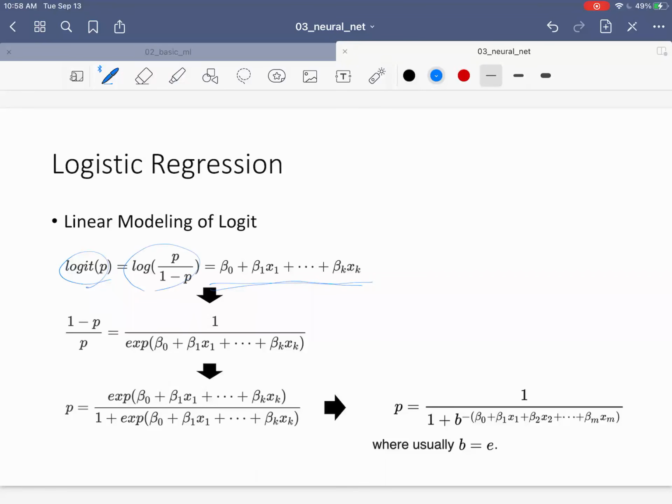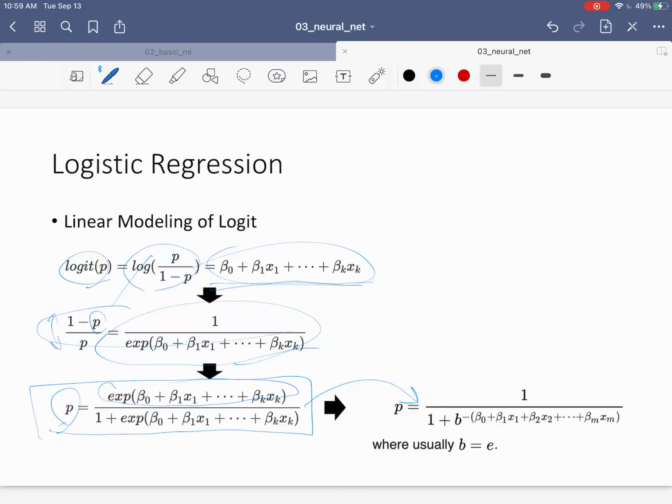And then if you do some simple algebra, you eliminate the log by doing an exponential on this side, and then you reverse the numerator and the denominator like this, and then you have this value. And then you shuffle the P's around so that you have only one P in this equation, then you get this. And if you simplify this again, you divide both numerator and denominator by this term, then you'll get this, where B equals E.